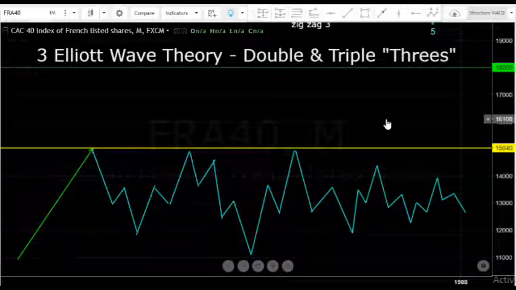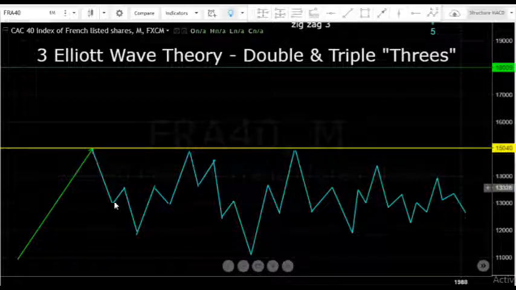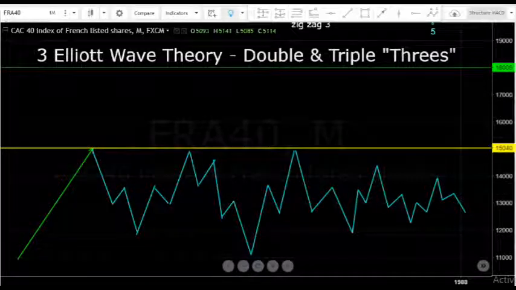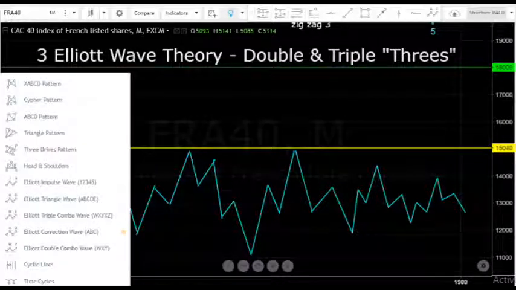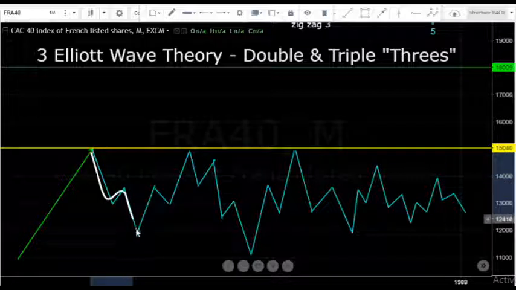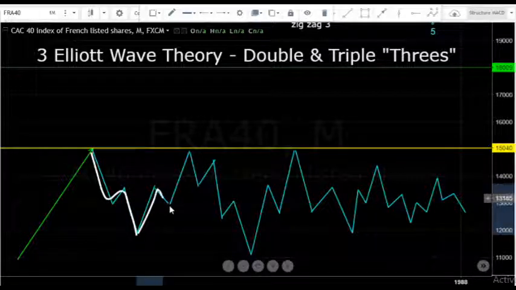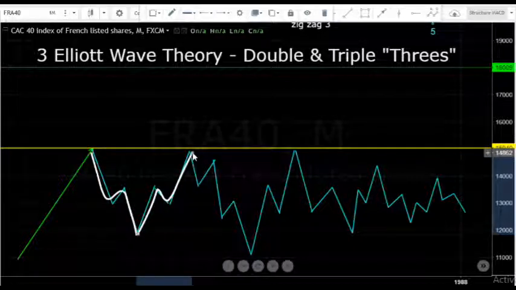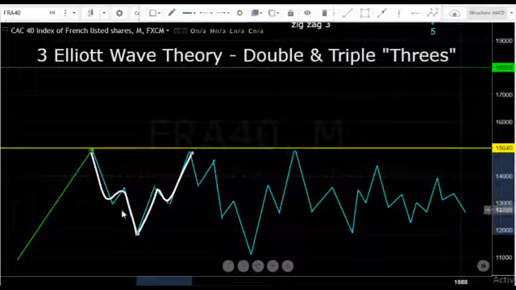Alright, let's have a look at the next slide. Okay, so here we have one that I haven't labelled. And if you were presented with this, how would you go about labelling it? Well, our first move there is an ABC zigzag. We can see that. Let's draw it this way first. We've got an ABC down, and then we've got an ABC up, as we would expect. 3 waves up, 3 waves down.